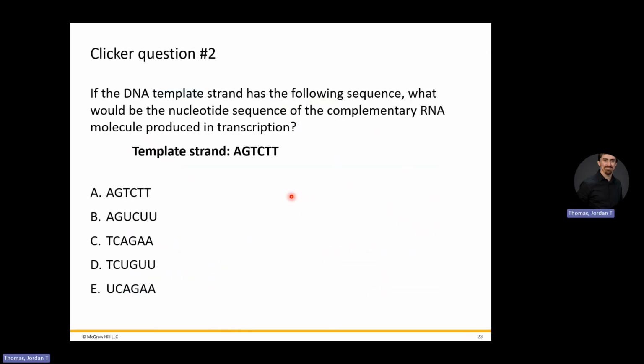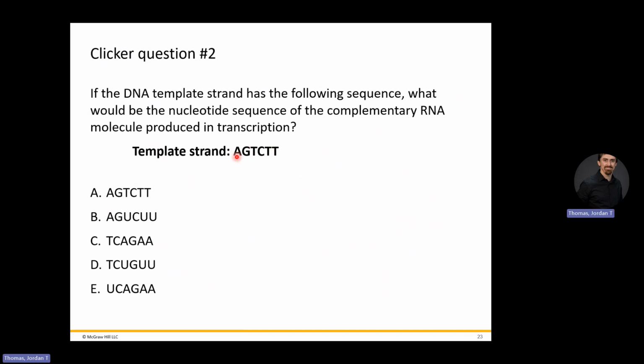Now we are going to do an example. For this example, you will be asked to do this on the test. For the lab or the activity this week, you're going to have time to practice this, but you are going to have to take a DNA strand and make RNA with it. And in the next part, we're going to take that strand and make a protein with it. If the DNA template strand has the following sequence, what would the nucleotide sequence of the complementary RNA molecule produced in transcription be?